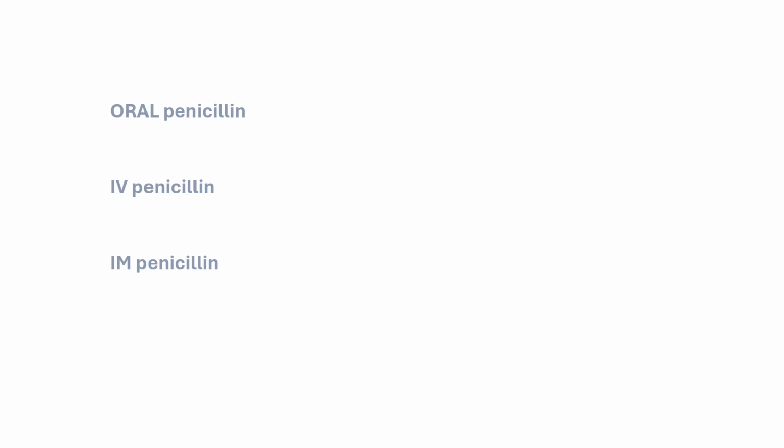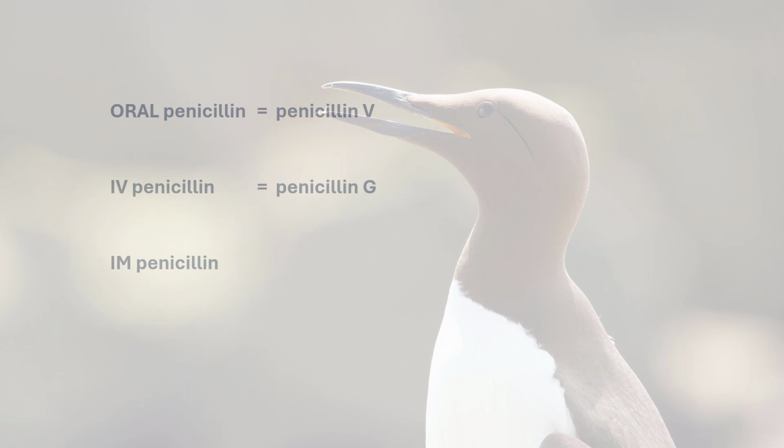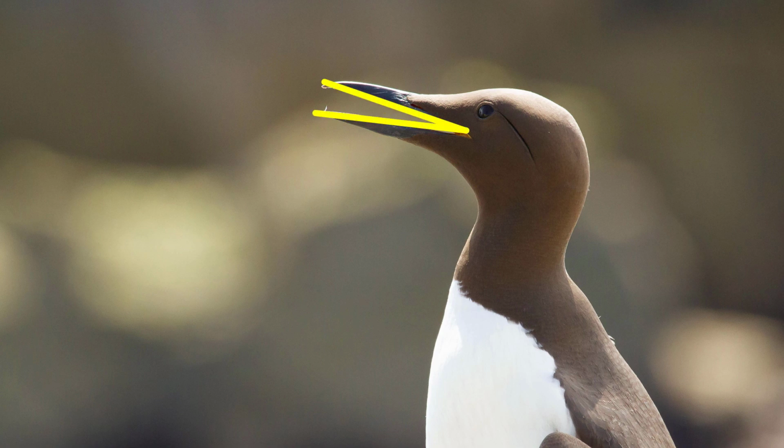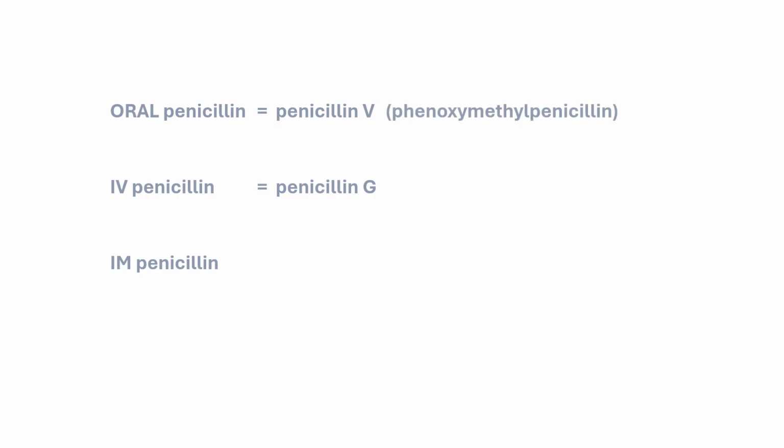The problem is that in different textbooks you will run into different names for the same thing, which can quickly become frustrating and confusing. So let's straighten this out right away. For me, it's simplest to use the name penicillin G for intravenous penicillin and penicillin V for oral penicillin. The letter V even reminds me of a beak or mouth, so it's easy to remember. A more technical chemical name for penicillin V is phenoxymethylpenicillin, and penicillin G is called benzylpenicillin.